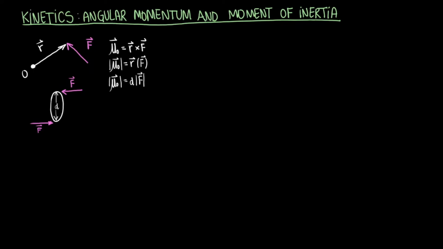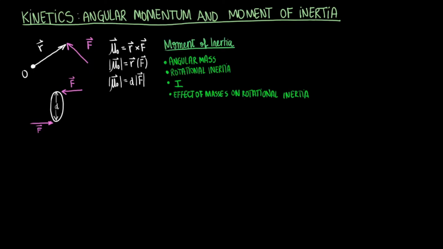The moment of inertia is sometimes referred to as the angular mass or the rotational inertia. We represent it by the capital letter I. The moment of inertia stands for the effect of masses on rotational inertia. You should be thinking, but how do these masses oppose rotation?